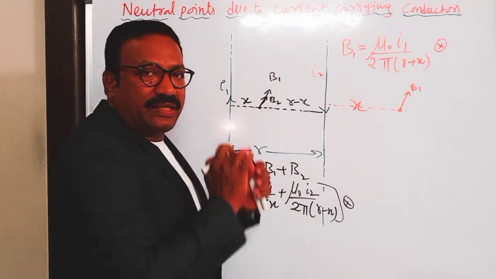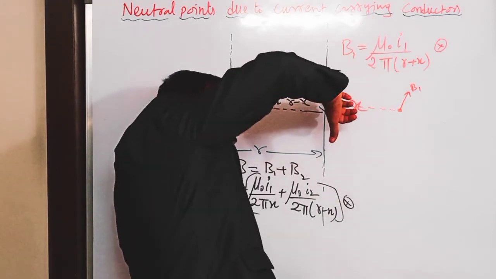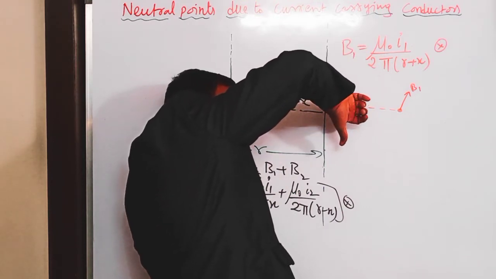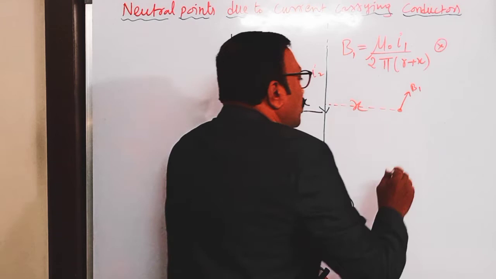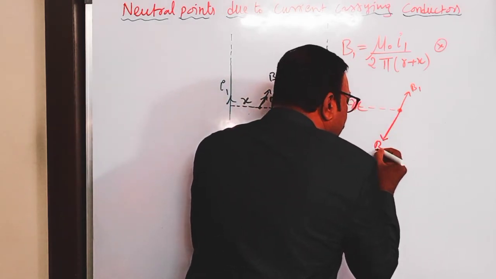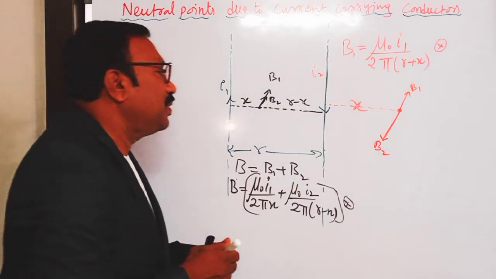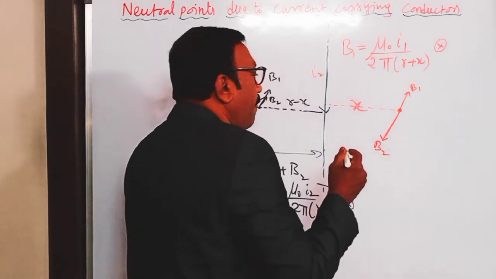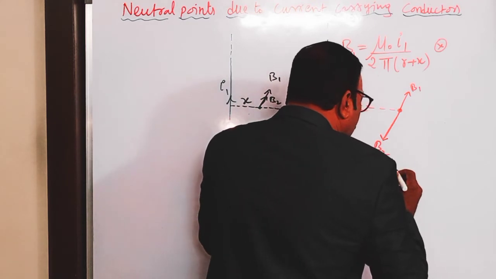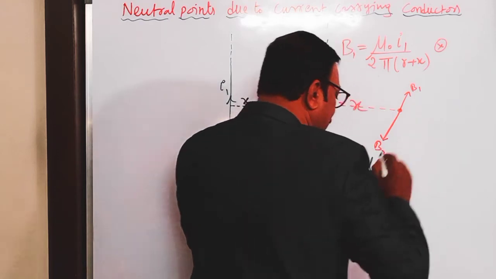Now let us come to the second conductor's field. The current is going down. I want the field on the right side, like this. So the field is coming outward here. So I am getting an outward field, B2. And this B2 is equal to mu naught I2 by 2 pi, and from the second conductor the distance is x.